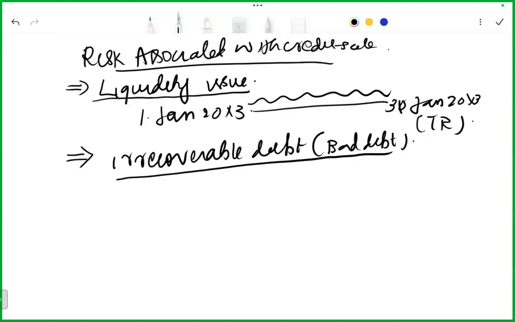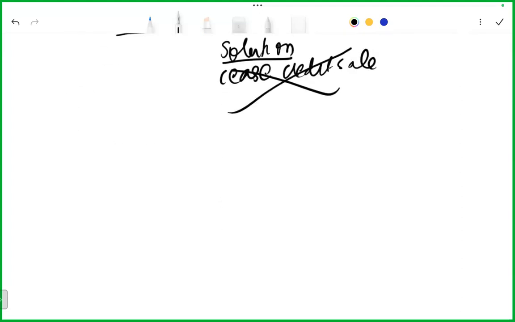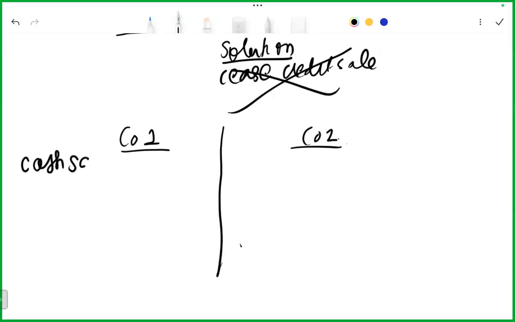So does that mean you can completely cancel out credit sale from a business? Is the solution to cease credit sale? Do you think that will work? Never. Think of an example. There are two companies, company 1 and company 2. Company 1 only offers cash sale. So we can call them risk averse.